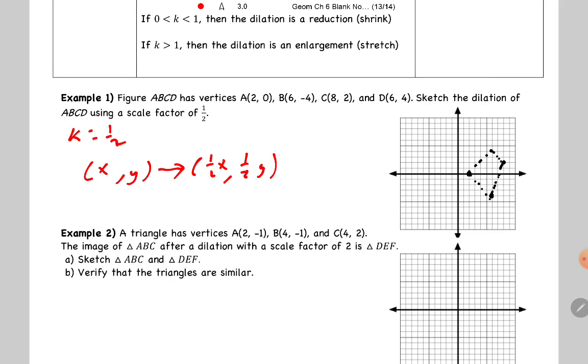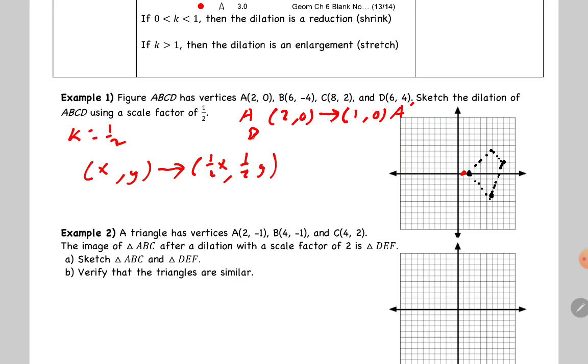So it's not too bad. We take A, which is (2, 0), and then the transformation is we're going to take half. So 1/2 of 2 is 1, and 1/2 of 0 is 0. So let's mark that. I'm going to call this A prime. We start out with A, and after the transformation it becomes A prime.